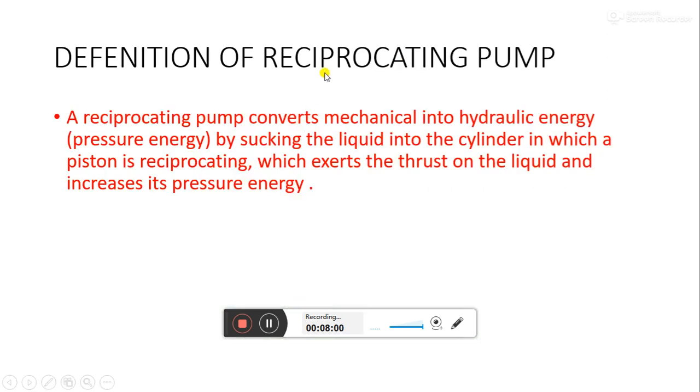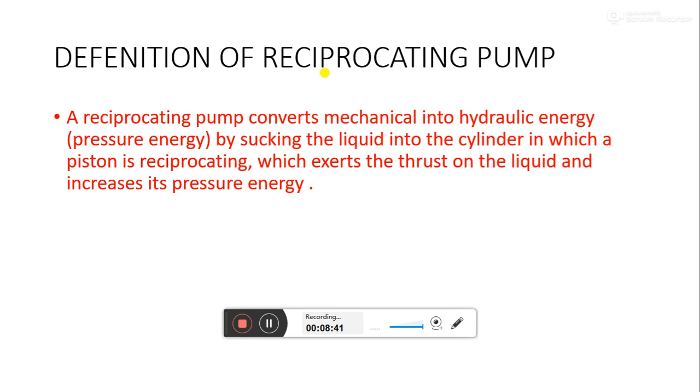Now let's move to the definition of reciprocating pump. A reciprocating pump converts the mechanical energy into hydraulic energy by sucking the liquid into the cylinder in which a piston is reciprocating, which exerts the thrust on the liquid and increases its pressure energy. So what is the definition of a reciprocating pump? A reciprocating pump converts mechanical energy into hydraulic energy. So it's written what kind of hydraulic energy, pressure energy, by sucking the liquid into the cylinder in which a piston is reciprocating, which exerts the thrust on the liquid and increases its pressure energy.